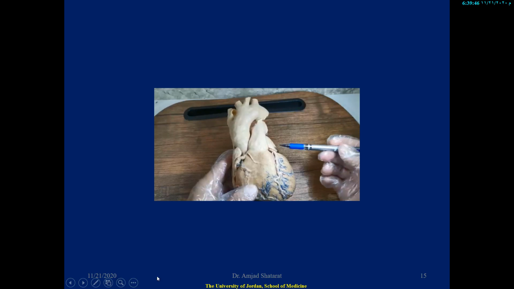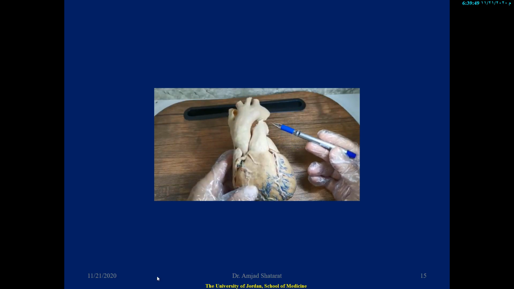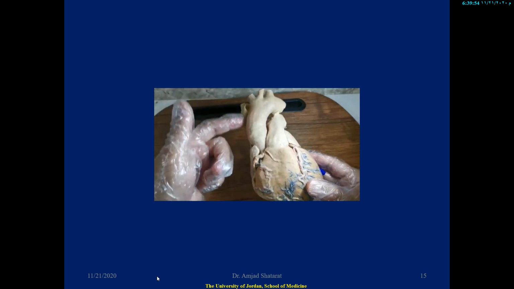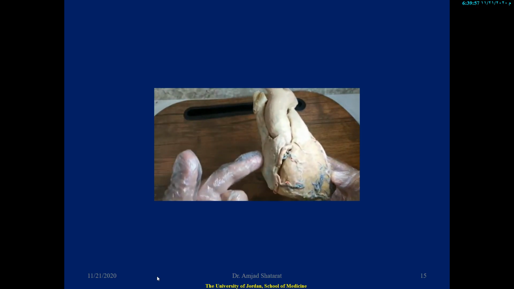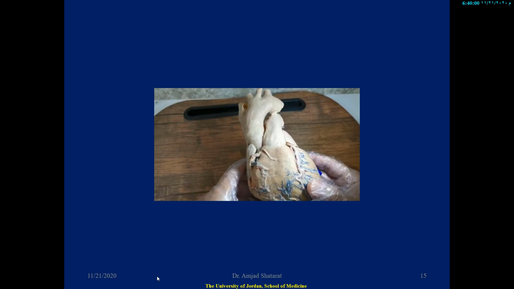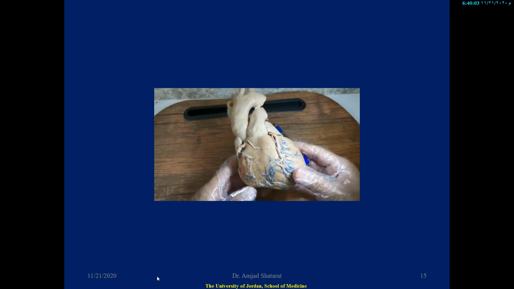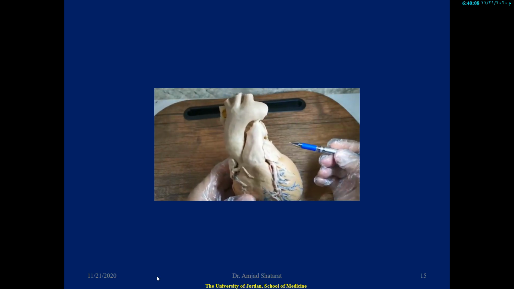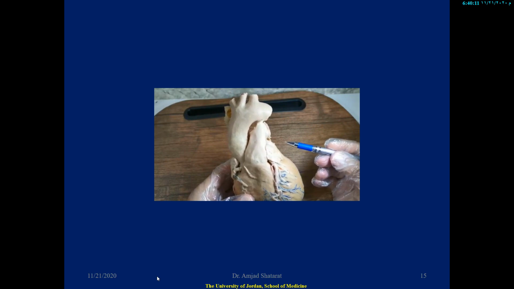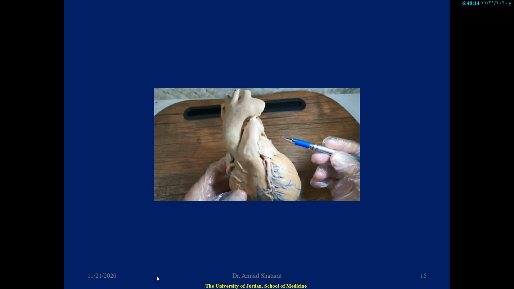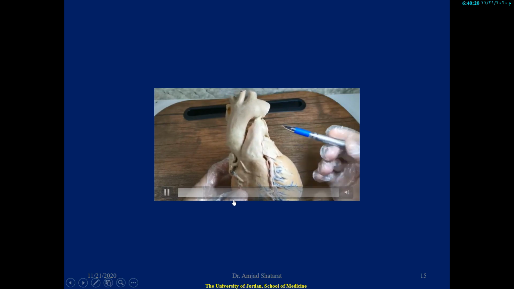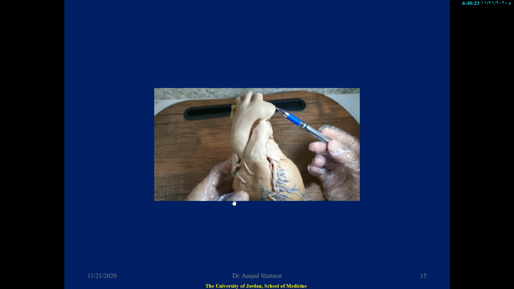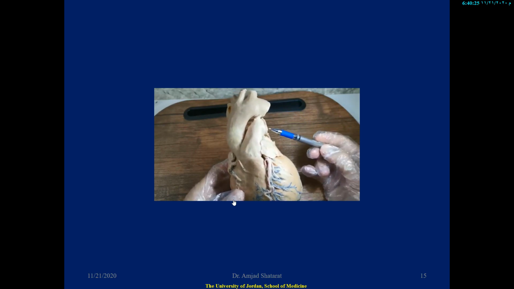Now let's talk about the borders of the heart. This is the left border of the heart, and on the other side, of course, here is the right border of the heart. This is the inferior border of the heart. So these borders are very important on X-ray. We shall first of all explain them here on the heart, and then we may talk about them on plain X-ray. The left border of the heart, here we are not talking about the heart itself.